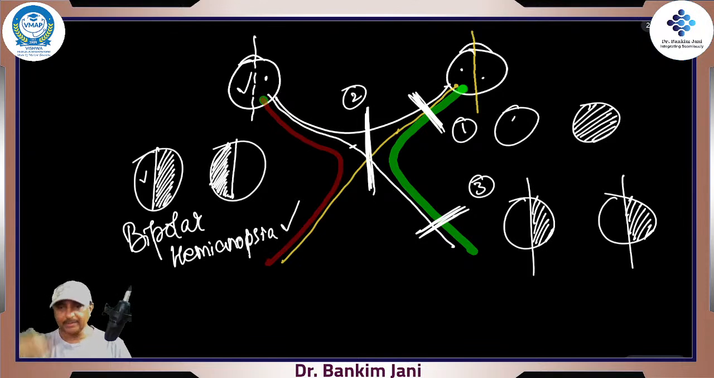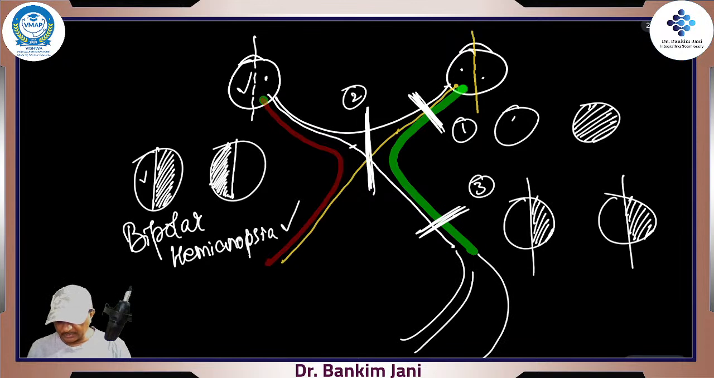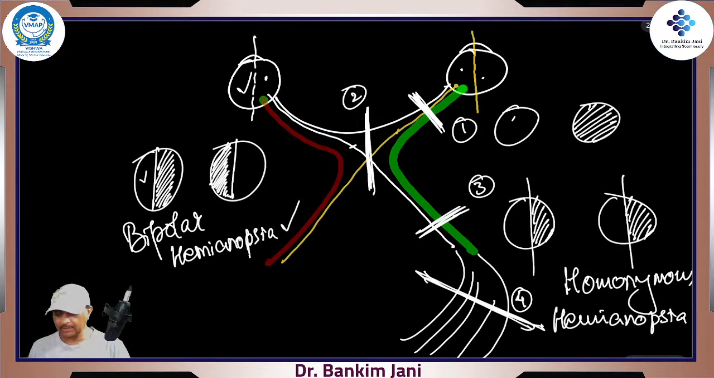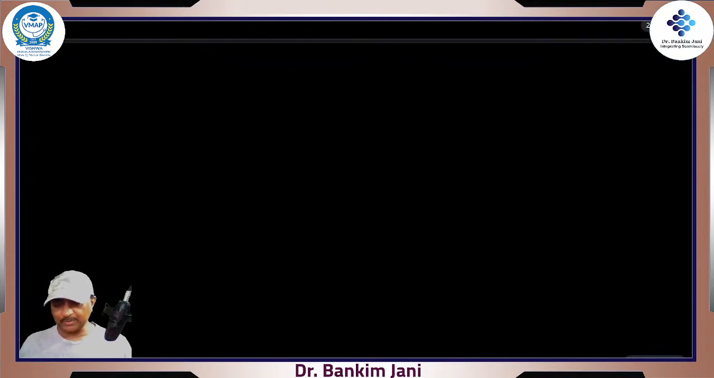And then later on, as we progress and it goes into the visual cortex, if there is any damage over here, any tumor, any lesion, here also it would be the same. So this would be homonymous hemianopsia. Still, there are so many other variations also, but basically it is this. So this was about the arteries part.